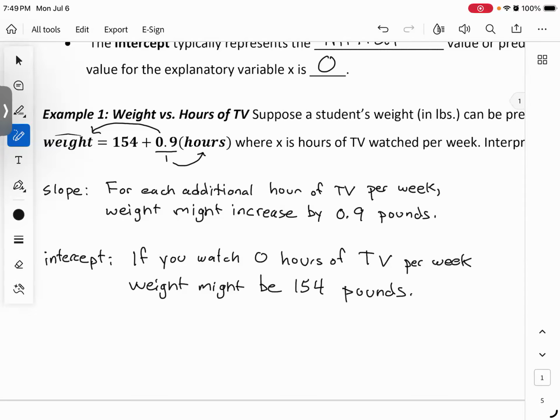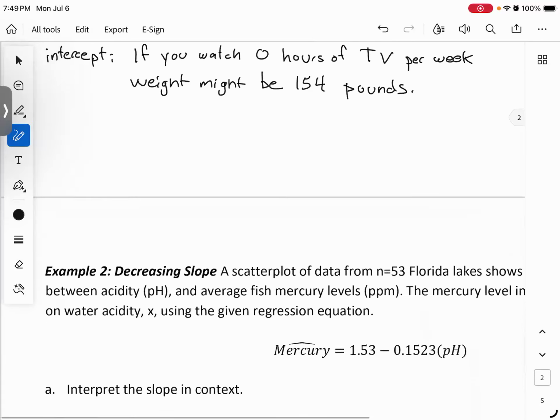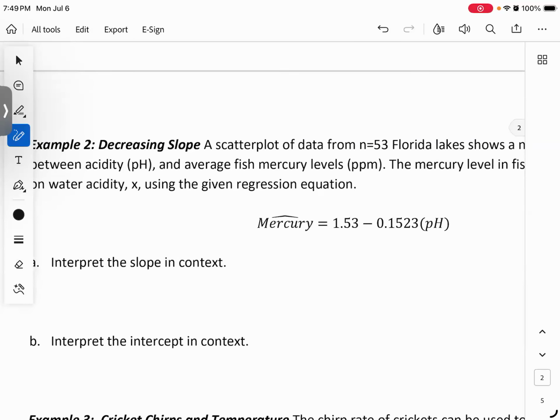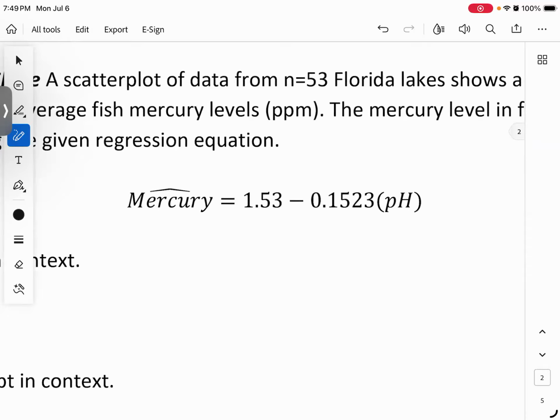Now, in that case, we said increase because the slope had a positive in front of it. There are going to be some situations where the slope might be negative. In this example, they were looking at these lakes and they were measuring the pH or the acidity, and then at the same time, the average amount of fish mercury levels. And this is the equation that they got whenever they collected all the data. And you can see here the slope has a negative in front.